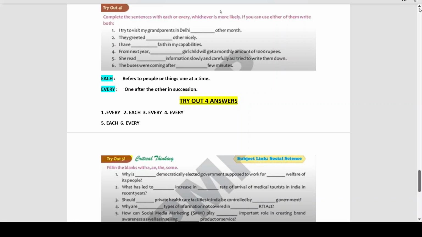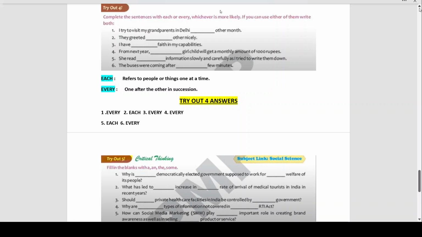Number one, I try to visit my grandparents in Delhi every other month. Now, where do we use each and where do we use every? We use each when we refer to people or things one at a time. But we use every when we refer one after the other in succession. Here, I try to visit my parents in Delhi every other month. That means, supposing I went in January, then I will go next in February or maybe March. So, this is happening in a succession, in a sequence. So, every other month, this is being repeated. Therefore, we will use every.